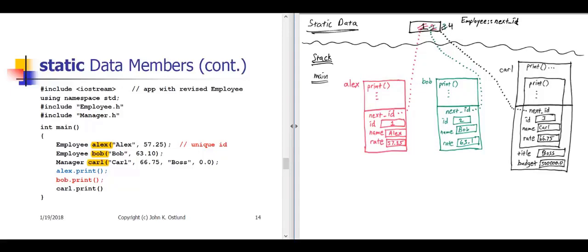Then in the rest of main, we invoke print on each one of these things, and at that point the program is over, and all of these local objects, Alex, Bob, and Carl, are eliminated from the stack, and the static data object, Employee::nextID, is also eliminated from memory, and the program is done.